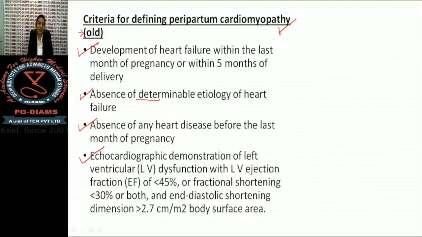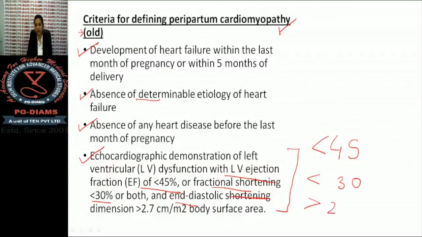Then the echocardiographic criteria are LV ejection fraction less than 45%, fractional shortening of less than 30%, and end diastolic dimension of more than 2.7 per meter square of body surface area. Now these are cardiologic definitions. For obstetrics, you just have to remember them. The numbers are: less than 45% is the LVEF, less than 30% is fractional shortening, and the dimension is more than 2.7 per meter square of body surface area. These are the criteria for defining peripartum cardiomyopathy.